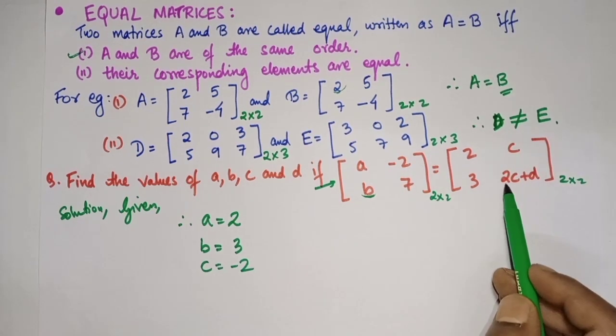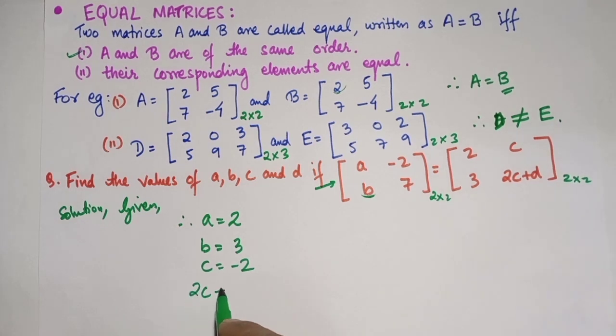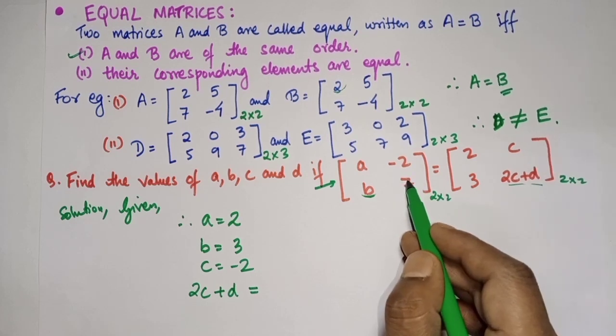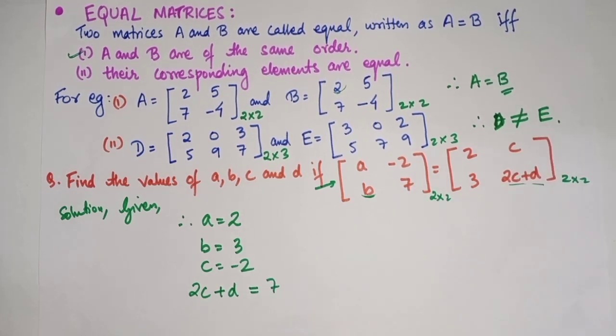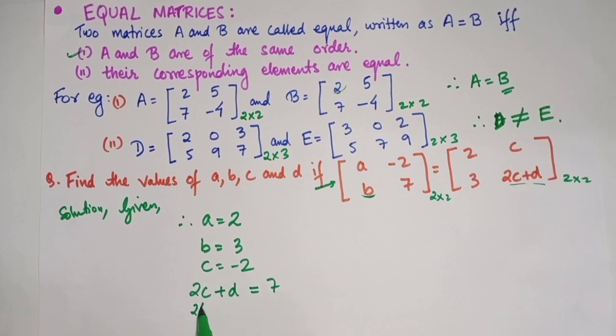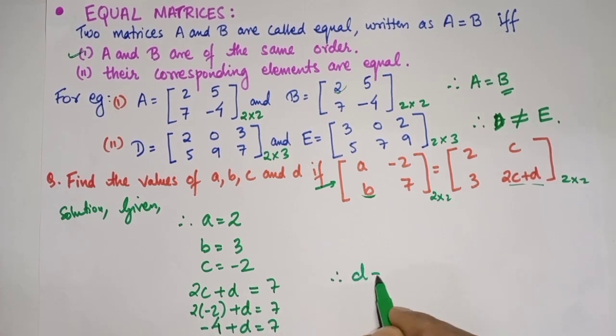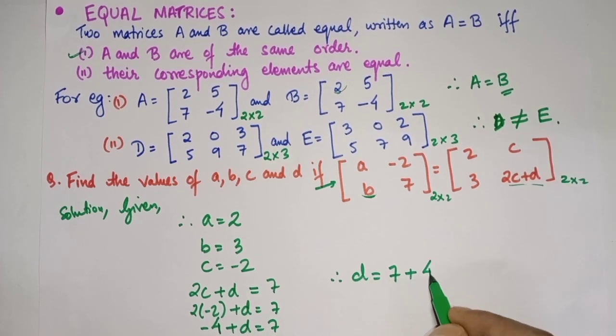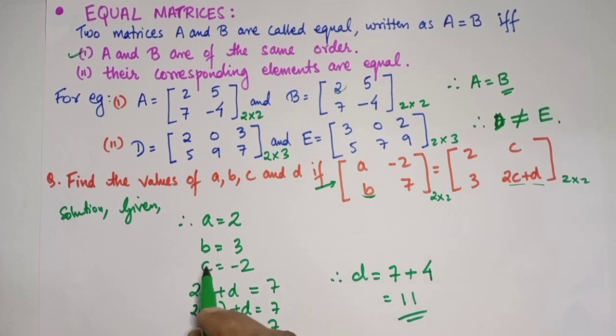Now we have 2C plus D. So 2C plus D will be equal to the corresponding element, 7. But we know the value of C. C is minus 2, so I can put the value here: 2 times minus 2 plus D is equal to 7. Minus 2 twos are minus 4, plus D is equal to 7. Therefore D is equal to 7; this minus 4, when you go to that side, it will be plus 4. So 7 plus 4 is 11. So I got the values of A, B, C, D, all the values.